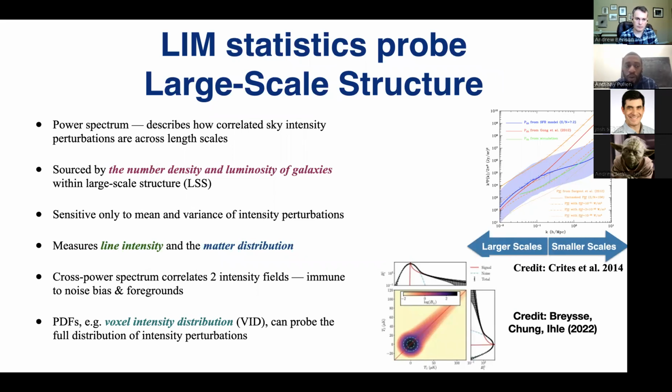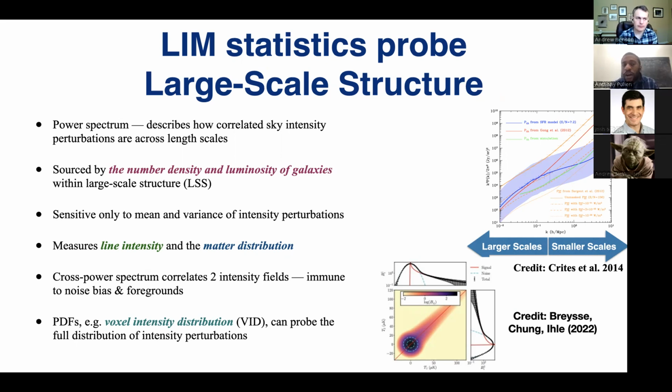So the most well-known one is the power spectrum. Power spectra have been used in cosmology measurements for over 30 years. The idea is that the power spectrum describes how different perturbations of intensity can be correlated across length scales. This is a signature of large scale structure, which can vary depending on your model of large scale structure formation.